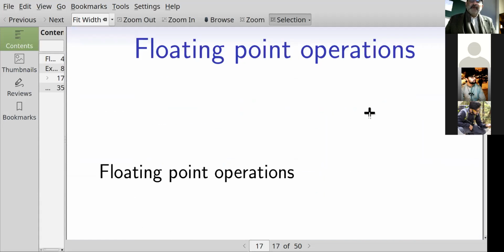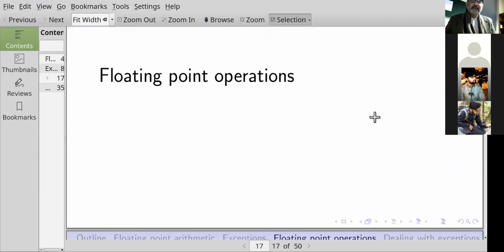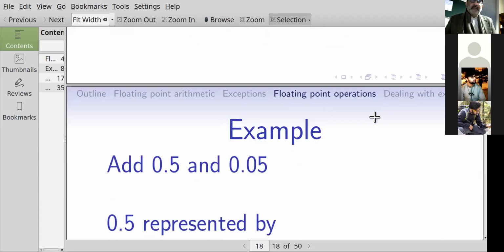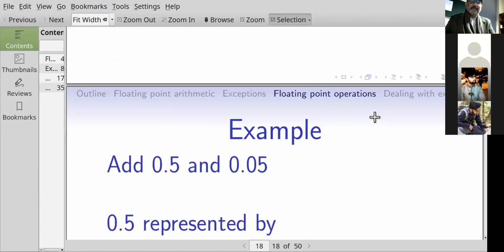Okay, now I want to do a few examples using floating point operations and showing you where some errors can arise from some of the basic operations. So let's suppose that I want to add 0.5 and 0.05. That's a fairly straightforward sort of thing.